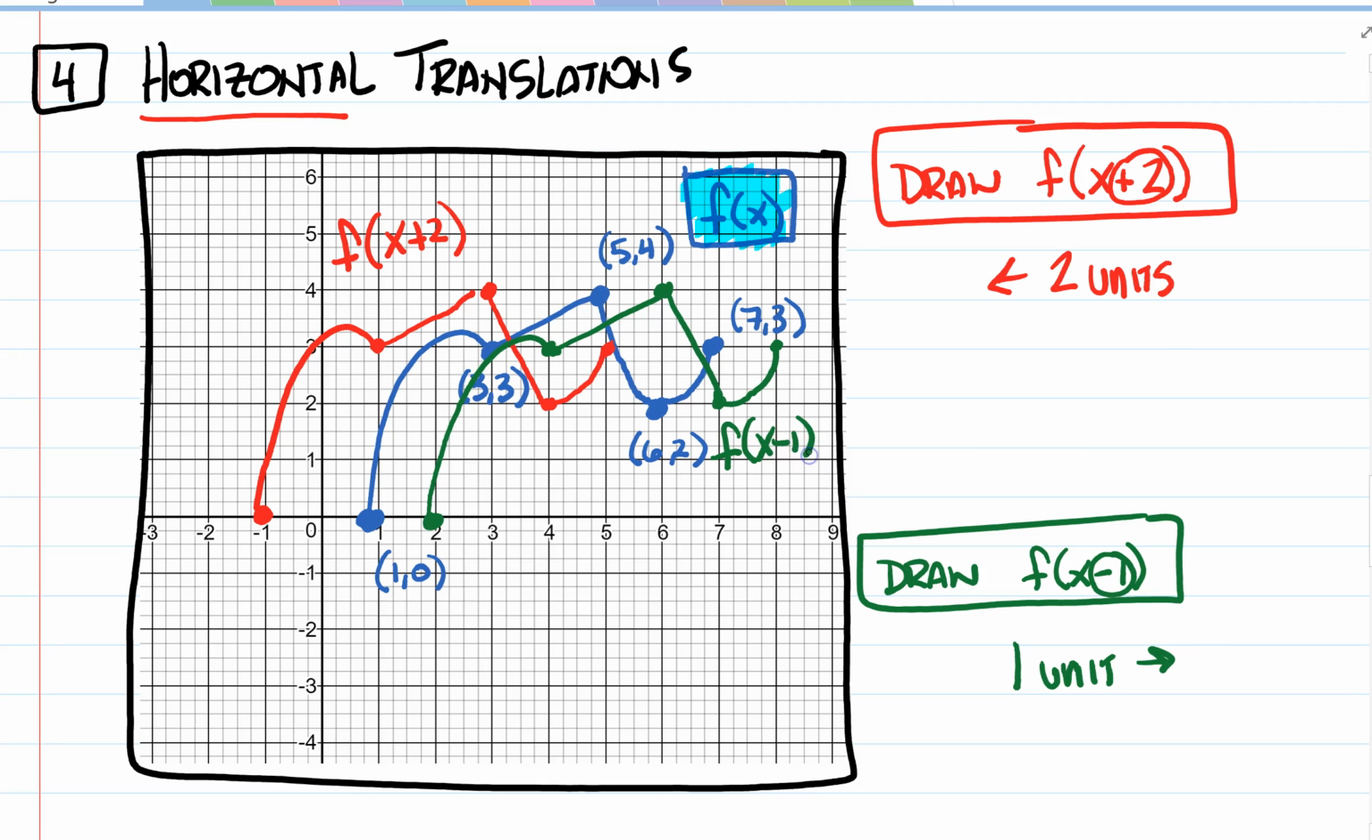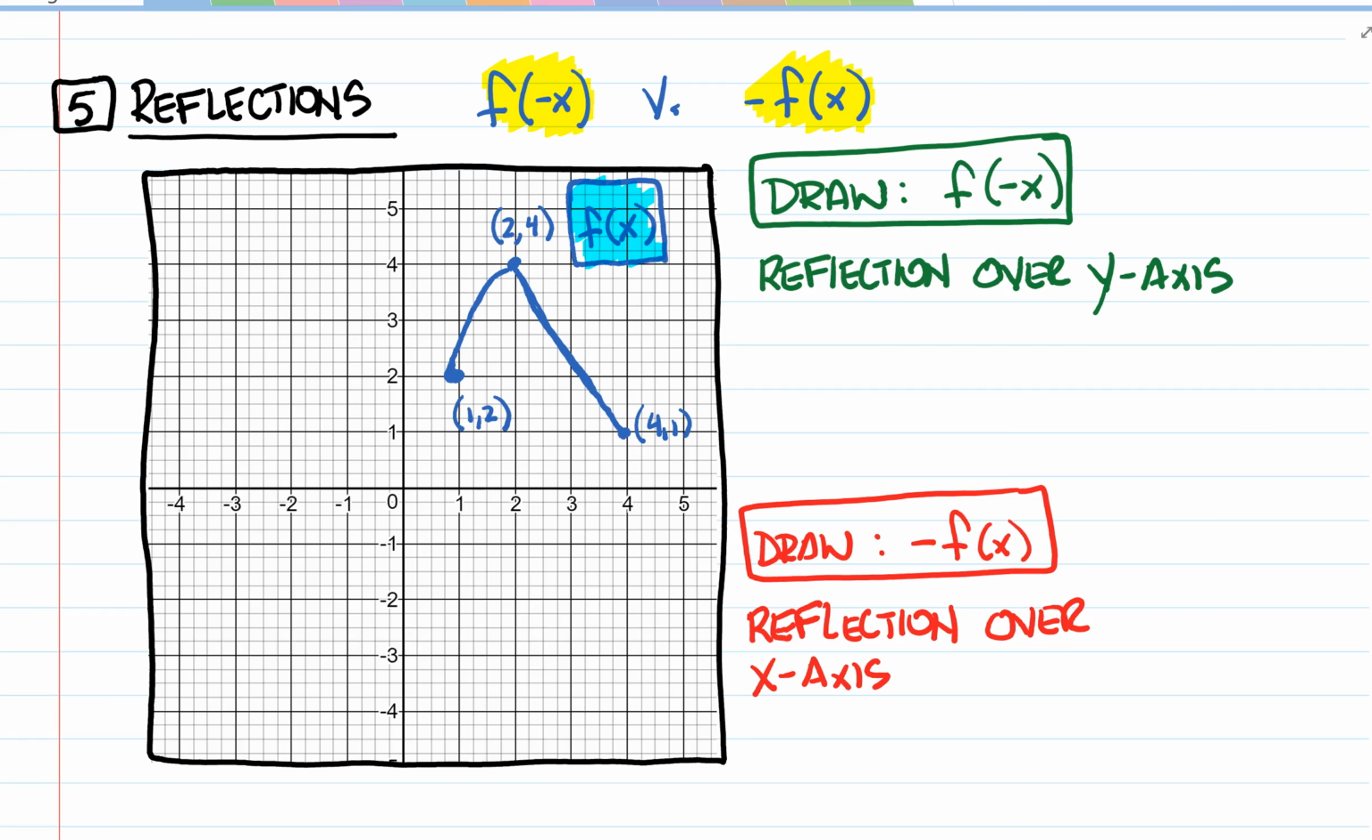Okay? So we have horizontal and we have vertical translations, and the goal is that you are able to look at a function's description and tell which way the graph is going to move and by how much. Okay, box number 5 is all about reflections. I want to talk to you about f of negative x versus the negative of f of x.